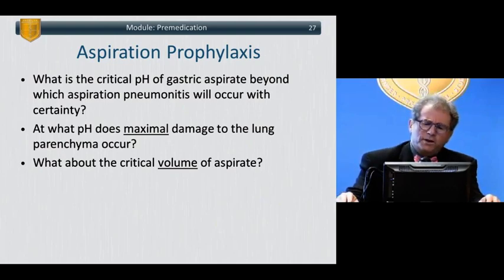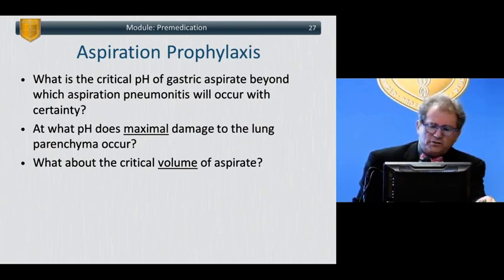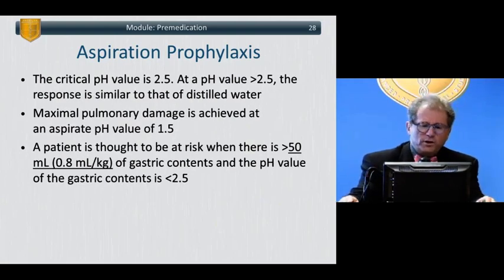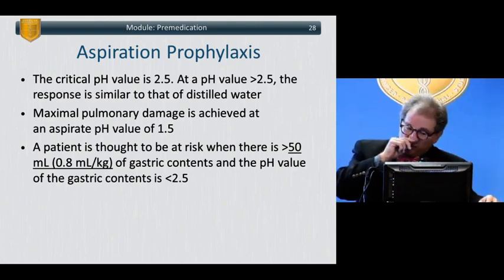So what is the critical pH in gastric aspirate beyond which aspiration pneumonitis will occur, at what pH does damage occur, and what's the volume of the aspirate? Well, the critical pH is 2.5. At a pH value greater than 2.5, the response is similar to that of distilled water. So we know we're in safe territory if we can get the pH above 2.5. Maximal pulmonary damage occurs at an aspirate pH of 1.5. And a patient is thought to be at risk when there is a greater than 50 ml volume in the stomach, which corresponds to 0.8 mL per kilo, and a pH value of gastric juice less than 2.5.